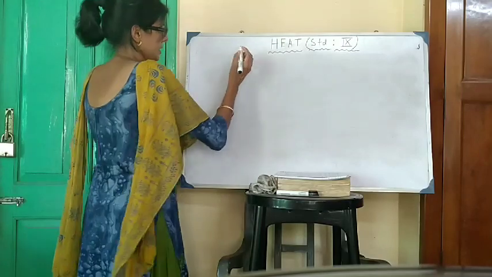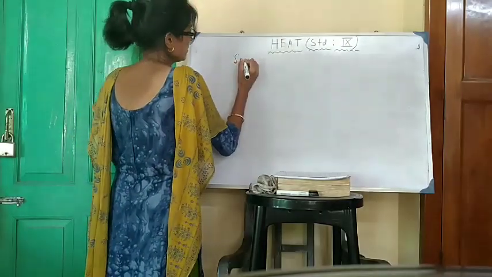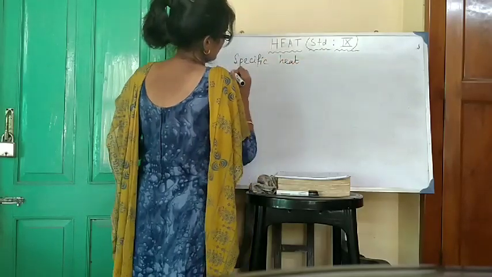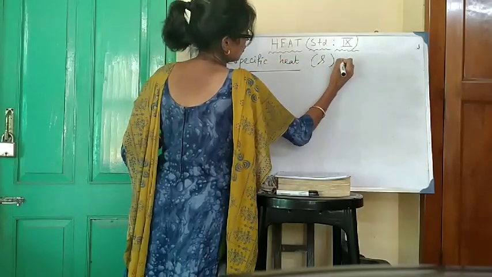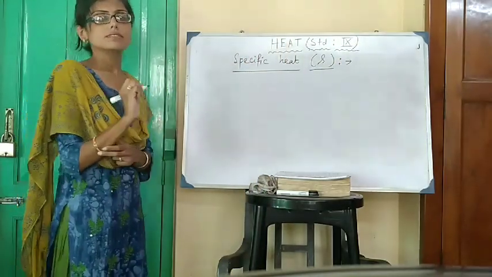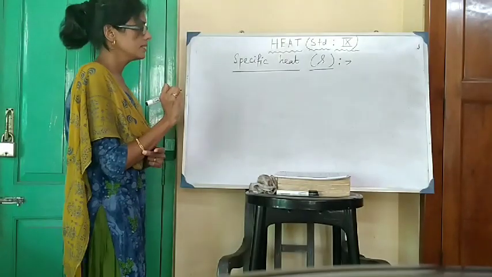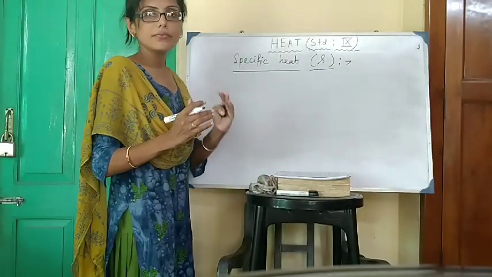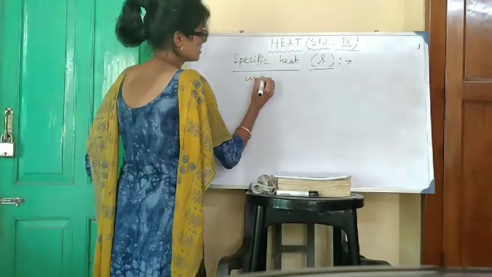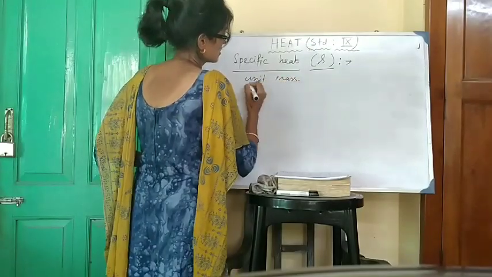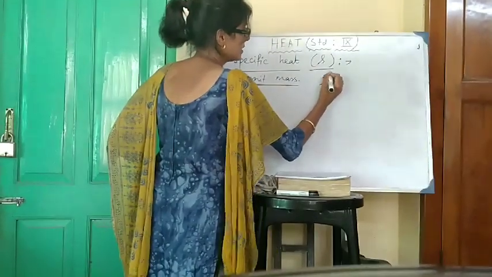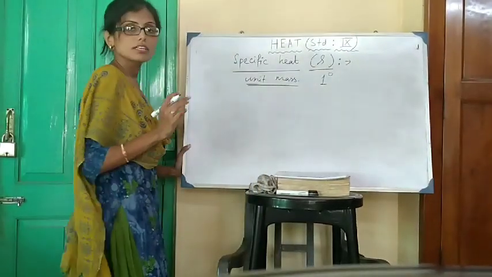New topic is specific heat, represented by small s. What is the definition? What is known as specific heat? The amount of heat required to increase the temperature of unit mass of a substance, unit mass of a substance, very important point, by 1 degree is called the specific heat of the substance.